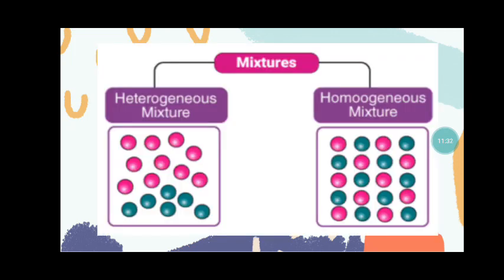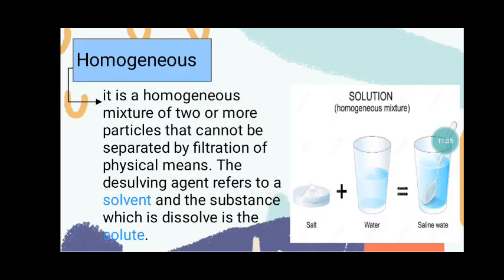Ayan. So, ayan yung visualization ng heterogeneous mixture and homogeneous mixture. Ayan na example. A solution is a homogeneous mixture of two or more particles that cannot be separated by filtration or physical means. The dissolving agent refers to the solvent and the substance which is dissolved is a solute. So, ayan. Halimbawa dito is salt and water. Saline water. So, the dissolving agent refers to the solvent. Ano dyan ang dissolving agent? Ano?